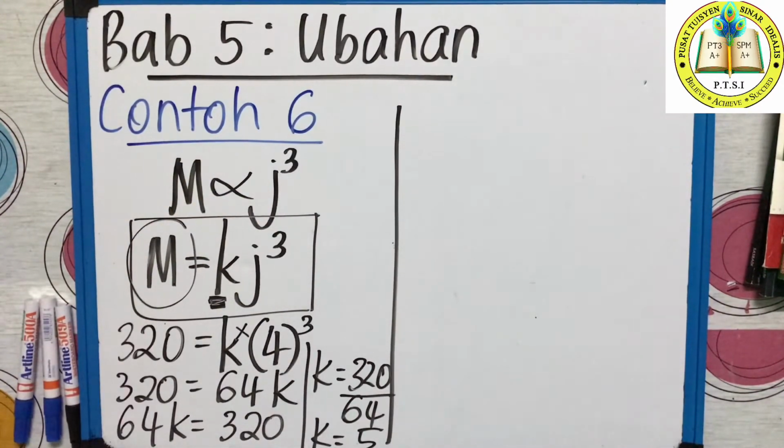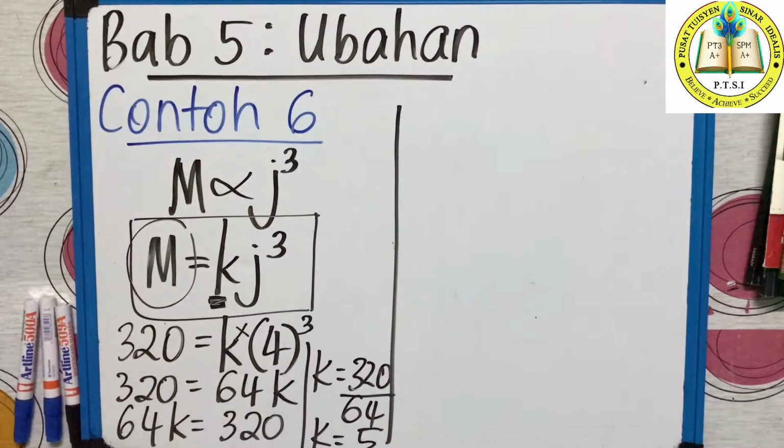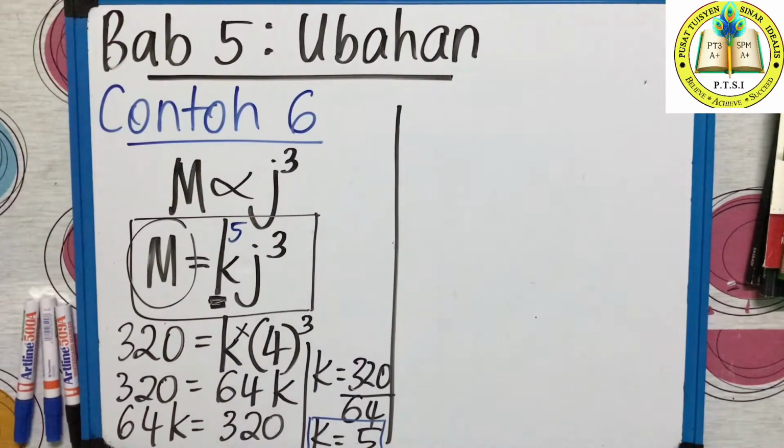How to find the K? Nilai tu akan diberi. They will give you the value. Like M, they say 320 gram. Jejari, they say 4. So kamu gantilah dan selesaikan. Kamu dapat nilai K. Teacher show in the blue marker. You get the K value. So K sama dengan 5. So first step to find the K.